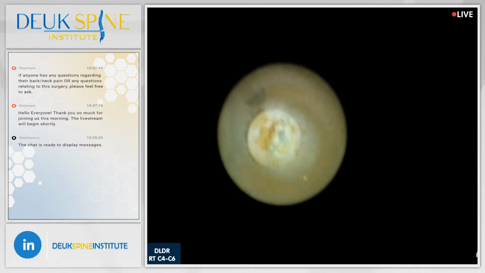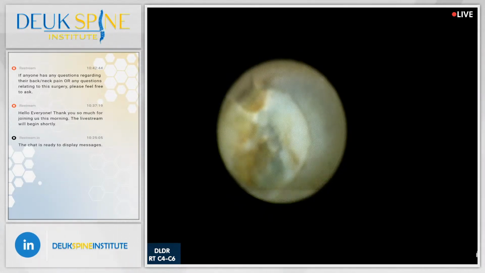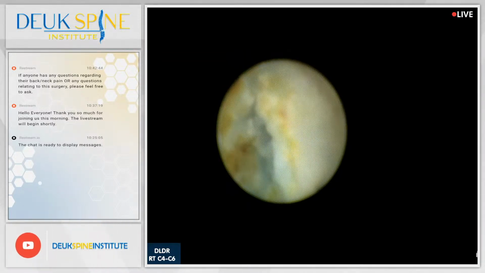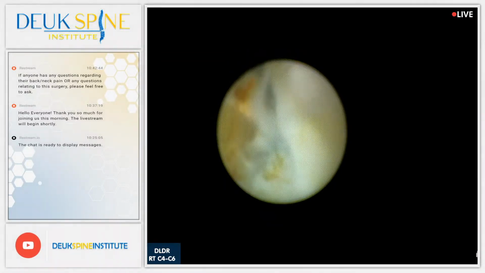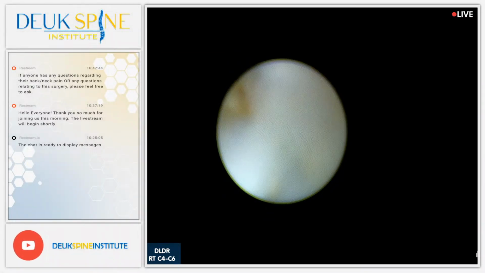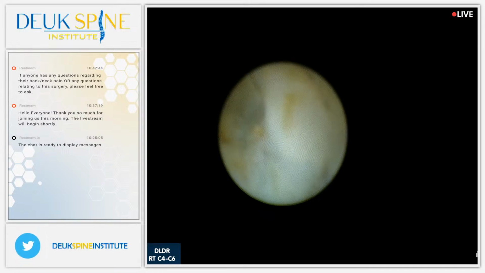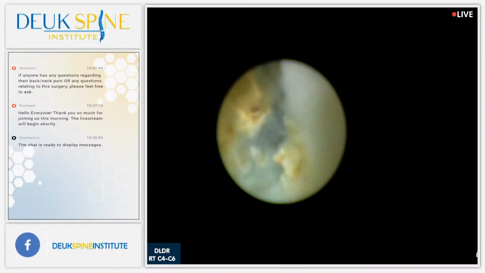But this is the surgery Elon Musk should have had. Instead, he had metal put in his neck, and he's going to suffer because of that. He's going to need more surgery, Elon Musk. I like Elon Musk. I hope he comes to Deuk Spine someday and gets fixed the right way with a laser surgery. Any questions from our audience?